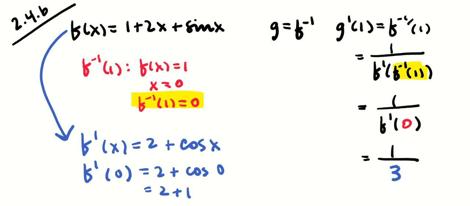Anybody have any questions? Yes. 7b. Yeah, sure. That one is a chain rule question, but I will happily work that one for us.